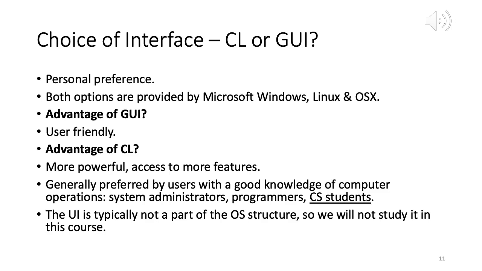The advantage of GUI is that it's user friendly. Even beginners, non-CS people, can use it easily. The advantage of command line is that it is more powerful. Generally, if you use command line, you have access to a larger number of OS features. With a file, let's say if using GUI you can perform 10 actions, maybe using command line you can perform 20. So command line is generally preferred by users with a good knowledge of computer operations, which means system administrators, professional programmers, and you who are CS students.